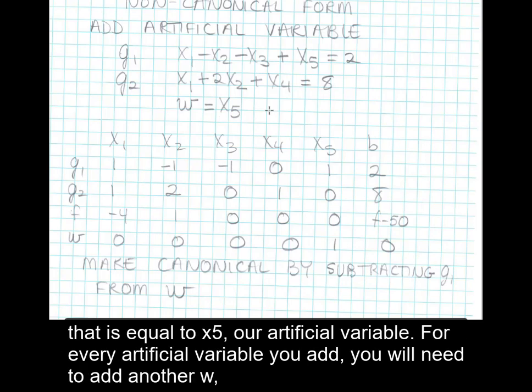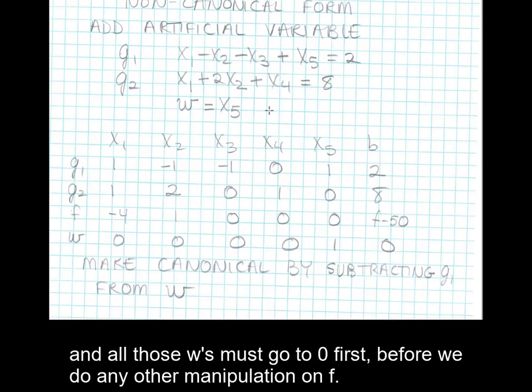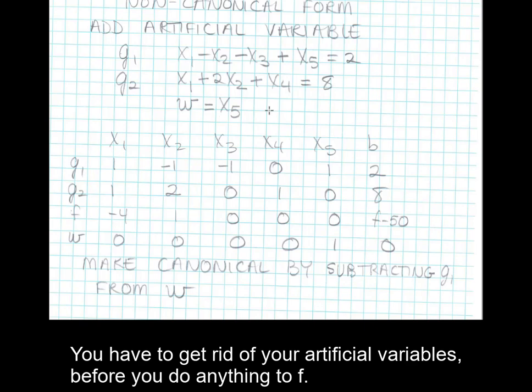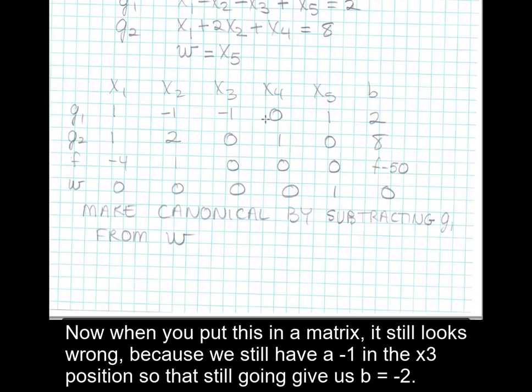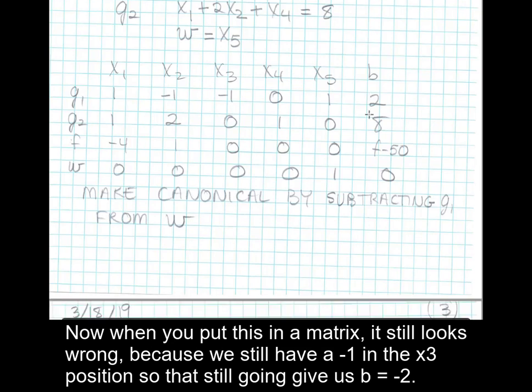So we're going to create a w row that is equal to x5, our artificial variable. For every artificial variable you add, you will need to add another w. And all those w's must go to 0 first, before you do any other manipulation on f. You have to get rid of your artificial variables before you do anything to f. Now, when you put this in the matrix, it still looks wrong, because we still have a -1 in the x3 position. So that's still going to give us b equals -2.